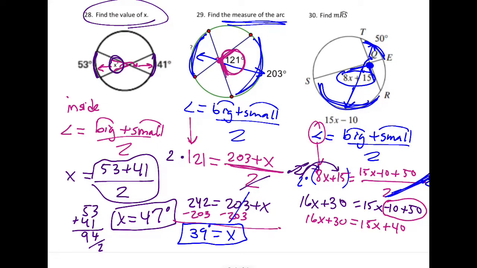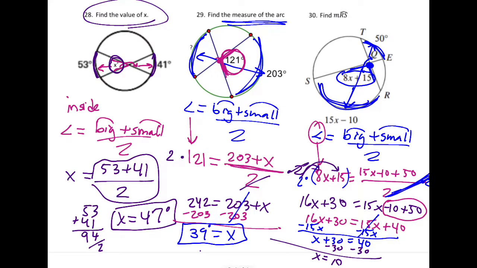So now I can go ahead and get my x's together. So I'm going to subtract 15x from both sides, and that is going to give me that 1x, which is just x, plus 30 is equal to 40. And then since there's no coefficient in front of x besides 1, I can go ahead and subtract, and I'll have my answer. So x is going to equal, I'm running out of room, but x equals 10.